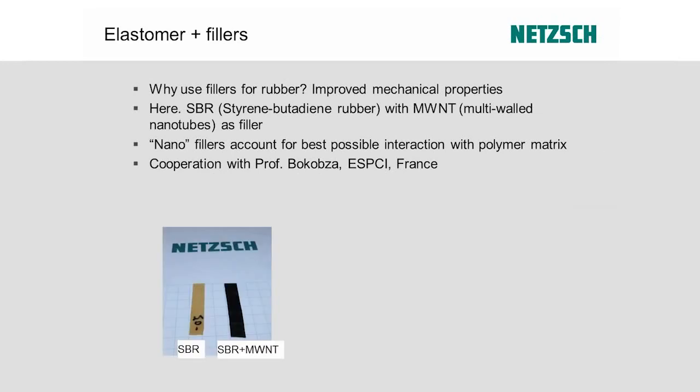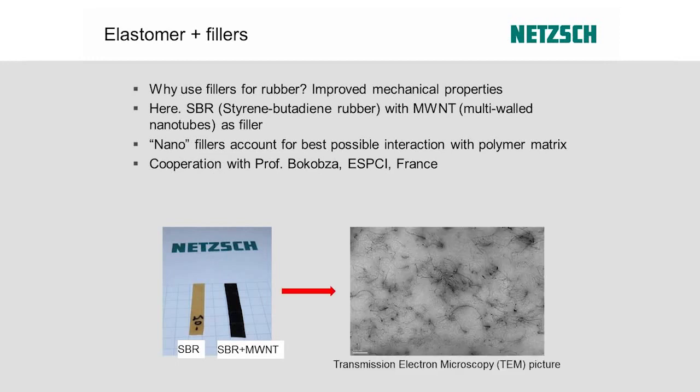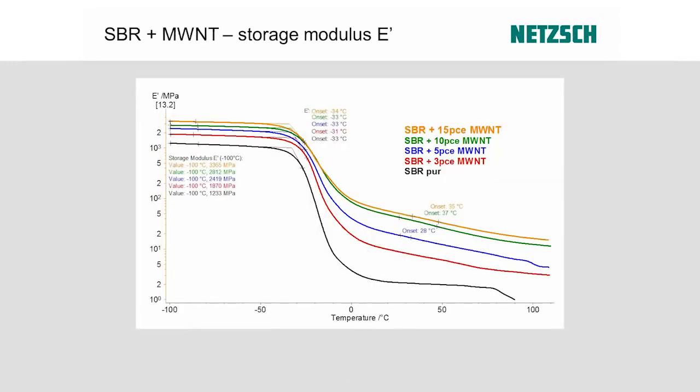This is what the samples look like. On the left, you see the pure SBR rubber. On the right, you can see, due to the black color, SBR plus carbon nanotubes. And if we take a closer look, we can actually see what's inside. This is a very close look on the microscopic level already, where you see a picture from a transmission electron microscope, and you can actually see this multi-walled nanotube network inside the polymer rubber. So we expect, again, this makes a dramatic change to the mechanics. And we just look at it on the DMA. This is what we did.